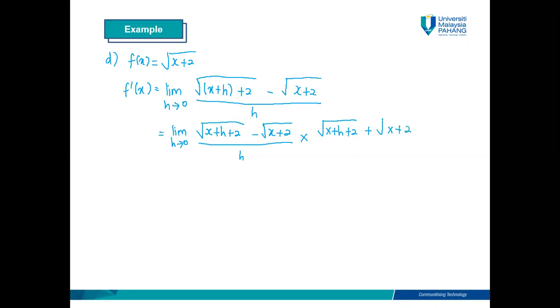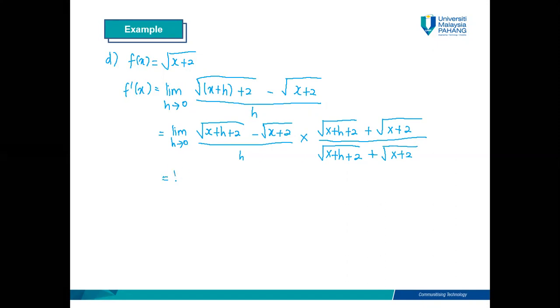Square root of x plus 2, atas dan bawah. Sebab apa? Sebab maksudnya you darab dengan satu sahaja. So anything you darab dengan satu, you akan dapat balik the original one. Kan dia tak ubah apa-apalah. Maksudnya you tak boleh ubah the equation. Okay. So apa nak buat?